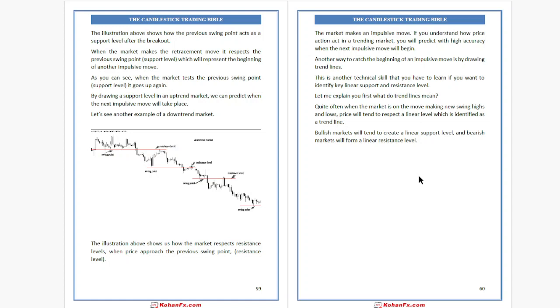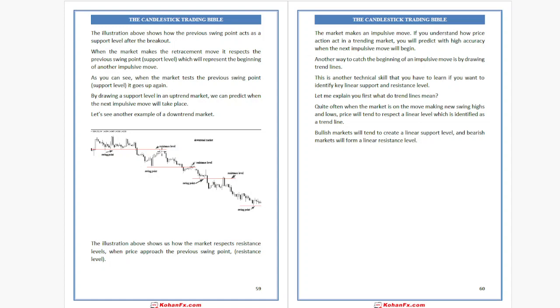When the market makes the retracement move, it respects the previous swing point support level, which will represent the beginning of another impulsive move. As you can see, when the market tests the previous swing point support level, it goes up again. By drawing a support level in an uptrend market, you can predict when the next impulsive move will take place. Let's see another example of the downtrend.